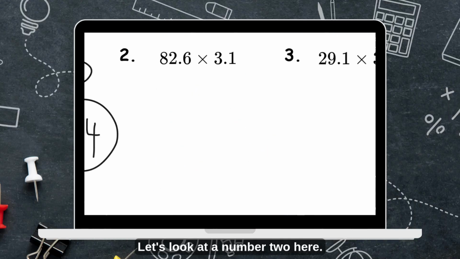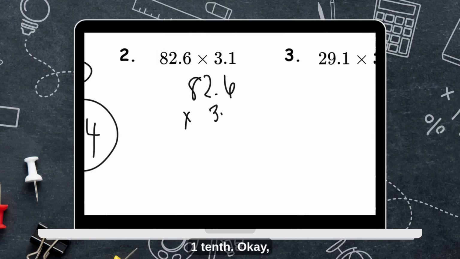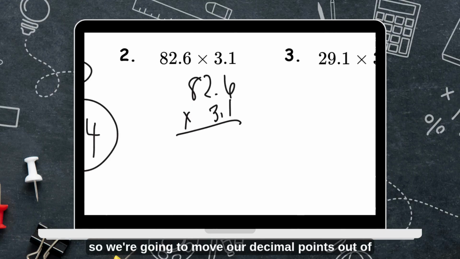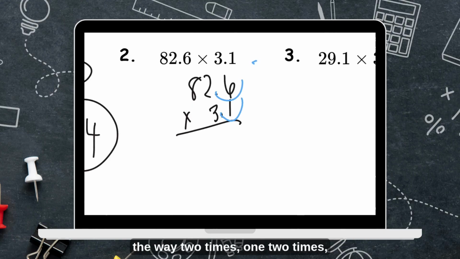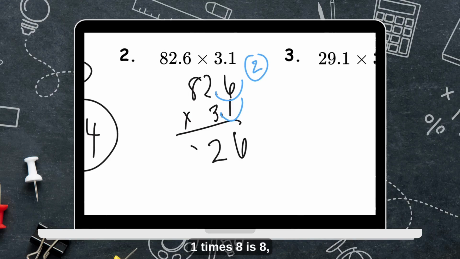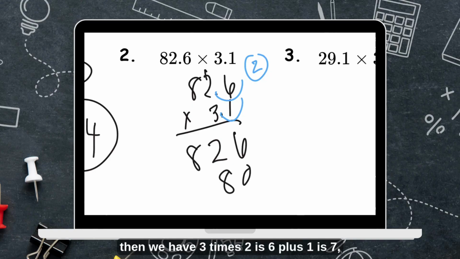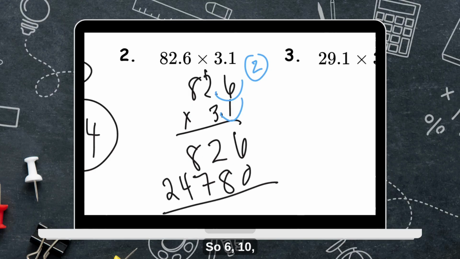Let's look at number 2 here. So we have 82 and 6/10 times 3 and 1/10. Okay, so we're going to move our decimal points out of the way 2 times, 2 times, and then simply multiply. So 1 times 6 is 6, 1 times 2 is 2, 1 times 8 is 8, 3 times 6 is 18, then we have 3 times 2 is 6 plus 1 is 7, and then 24.